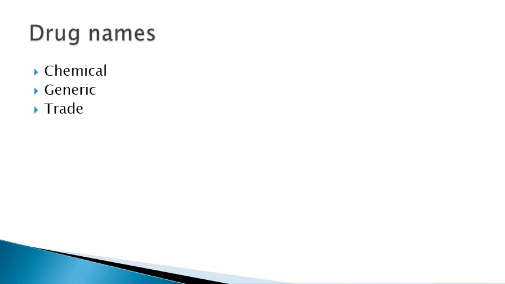So one of the things we want to look at are the names of drugs. Essentially, when you look at a drug name, you have three different types of names for drugs. You have the chemical name, the generic name, and the trade name. So the chemical name is the long name of the drug, and it basically looks at the chemical structure. So it's strictly named off the actual chemical structure of the drug. The generic name is the non-proprietary name and is usually shorter than the chemical name, but it comes from it.